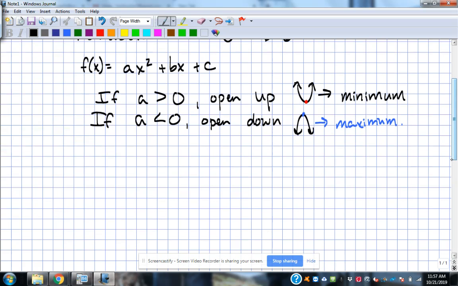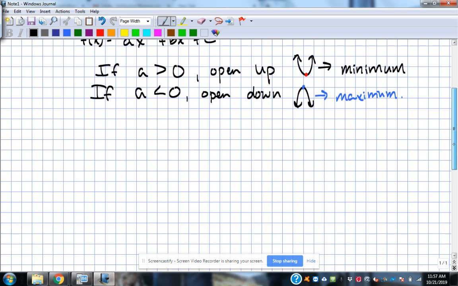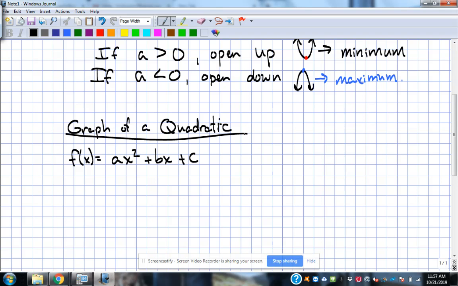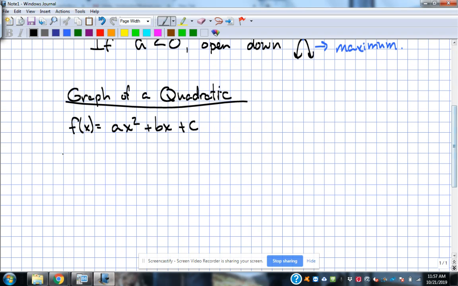All right, so let's talk about all the things we're going to find for the graph of a quadratic, and let's start in standard form. So f of x equals ax squared plus bx plus c. If it's in standard form, there are 6 things that we're going to do to graph a quadratic. The very first thing we're going to do is find the equation for the axis of symmetry.